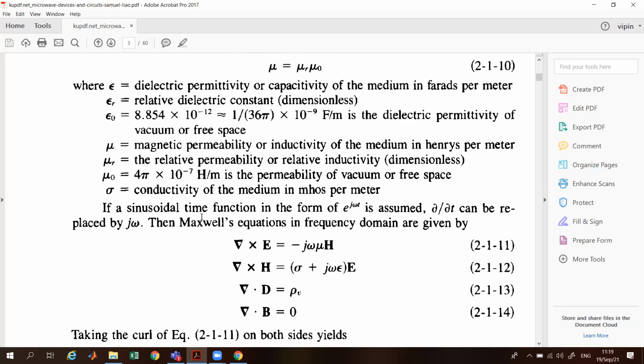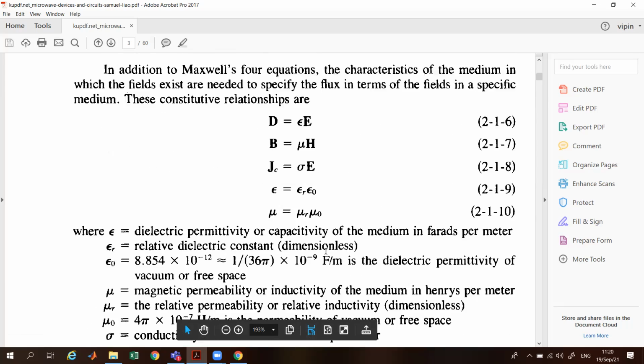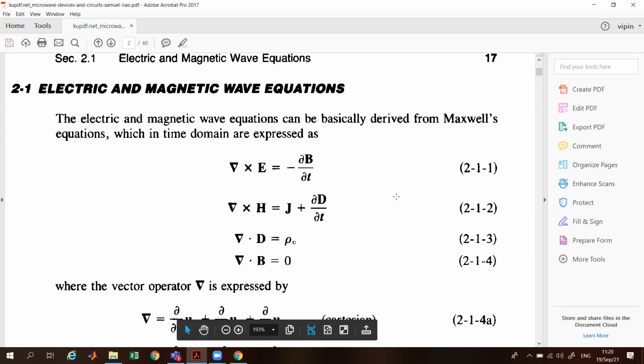Now, if a sinusoidal time function in the form of e raised to the power j omega t is assumed, d by dt can be replaced by j omega. If you remember your Fourier transform, where we were using these things, d by dt was replaced by j omega when we were explaining them in the frequency domain. In a similar way, we can write that curl of E vector will be equal to minus j omega mu H vector. If we go back, we have this relation.